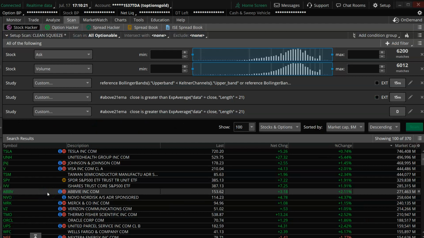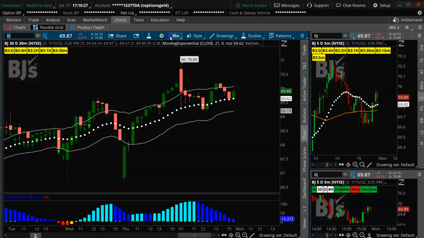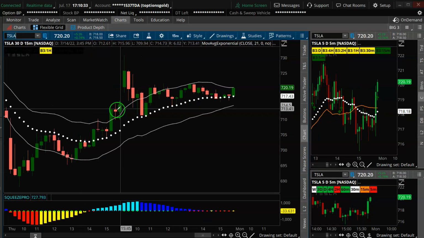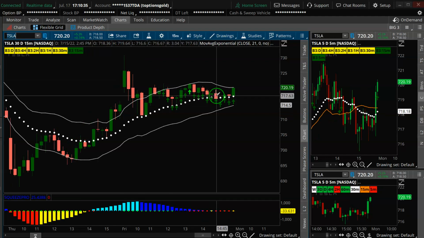Alright guys, so the gold mine tonight is in the 15-minute squeezes. Alright, so we'll start there. I already picked out a few. We flip it over to the 15. Alright, Tesla. 15-minute squeeze. I got the green arrow. I like it. Alright, it goes on the watch list.